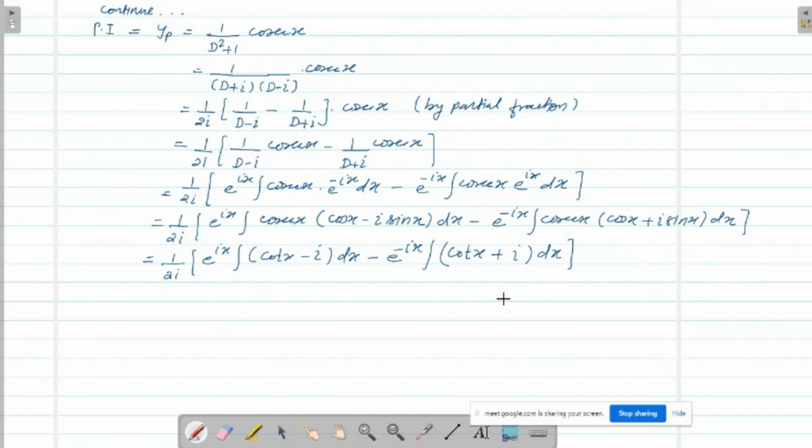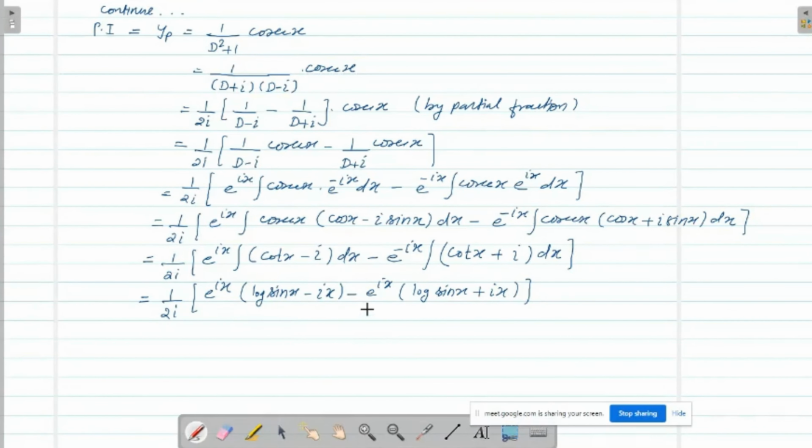Okay. So now just integrate this. So this equals 1 upon 2i, e raised to ix, bracket, integration of cot x. What is the integration of cot x? Integration of cot x is log mod of sin x. And integration of dx is simply x, and minus e raised to minus ix, integration of cot x is log sin x and plus here integration of dx is x.